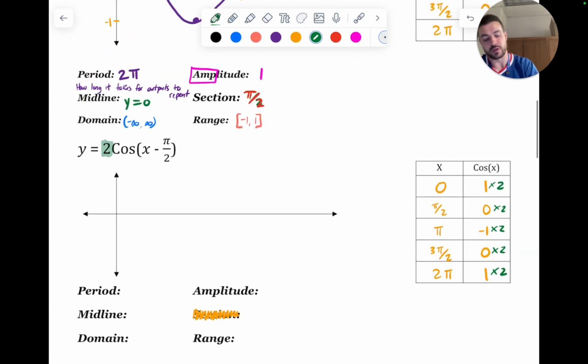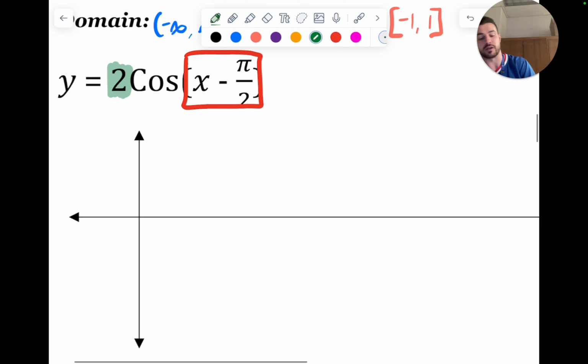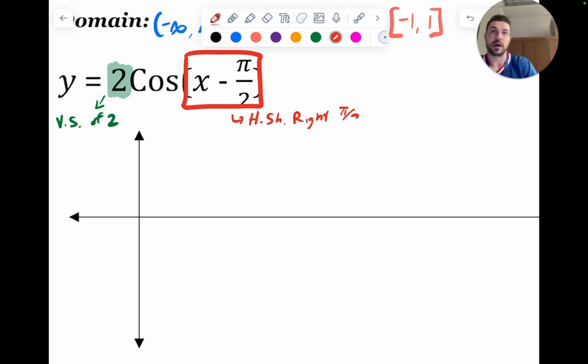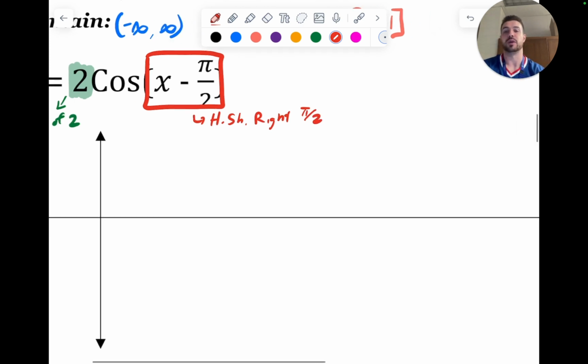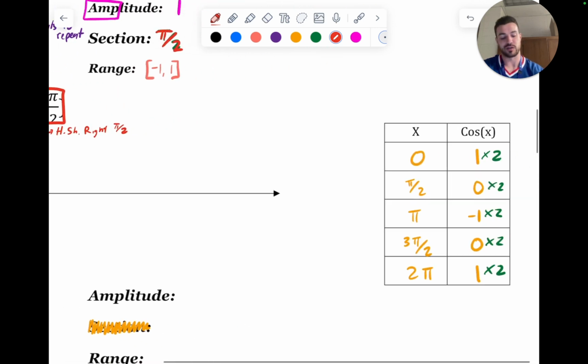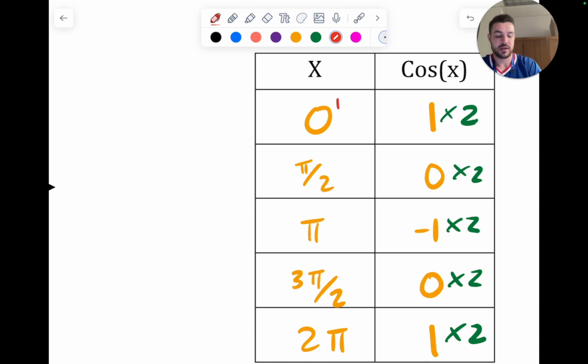All right, and then we also have some subtraction inside our parentheses that's directly attached to our x value. So that is going to be a horizontal shift. Technically, we call it a phase shift. So this is a vertical stretch of 2. This is a horizontal shift. Pi over 2. Again, because it's a horizontal transformation, it says a minus pi over 2, but really we are going to add pi over 2. It is the opposite. So I'm just going to add pi over 2 to each of these values.